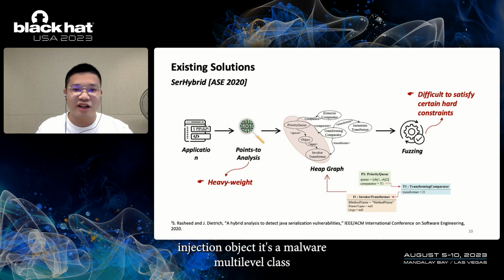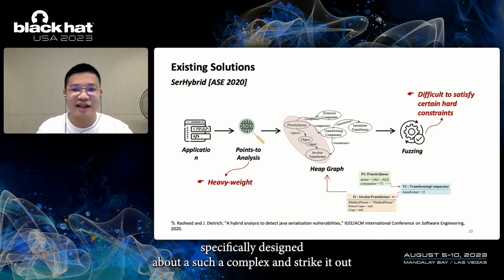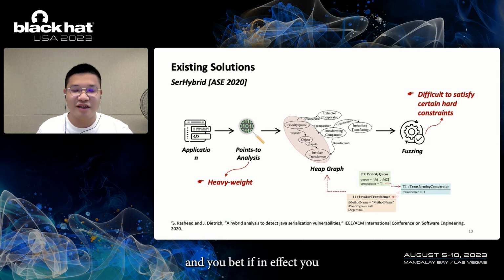In addition, injection objects may have a multi-level class hierarchy. Fuzzing solutions that have not been specifically designed for such a complex structure are ineffective.